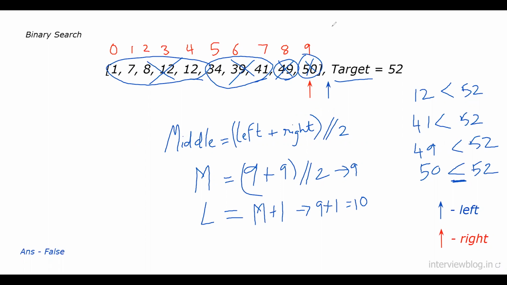So when we reach this case where our left index is greater than our right index, it means that the target element, that is 52 in this case, is not present in the given input array. Hence, our function in this stage should return false. So hope you understood the problem. Let us now analyze the time and space complexity of our solution.